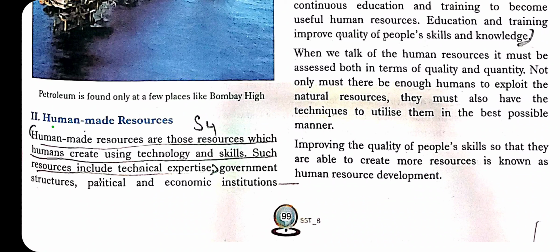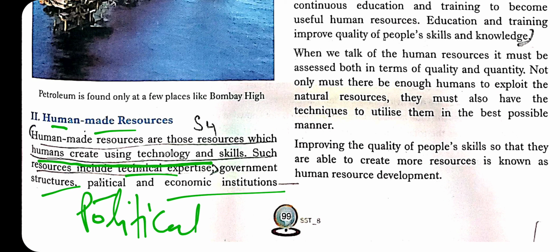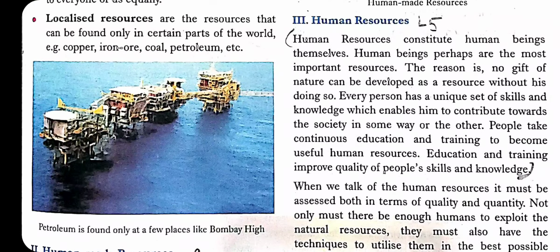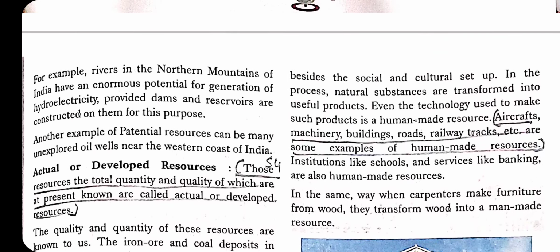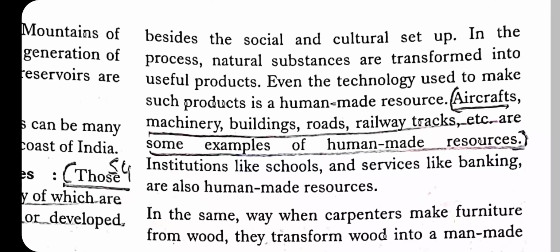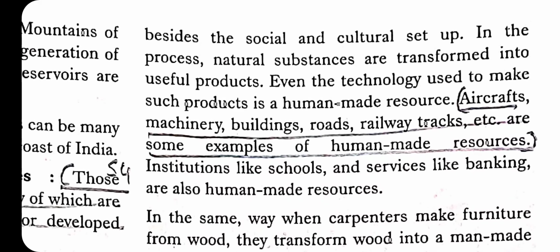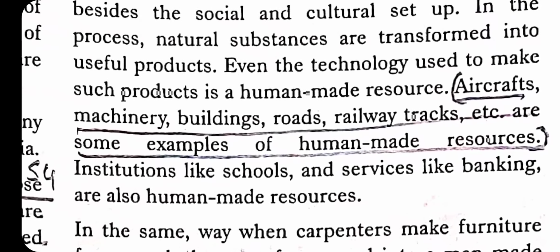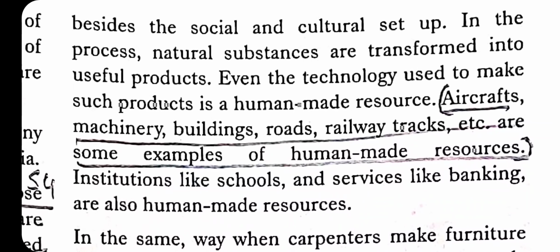As the name suggests, human made resources are those resources which humans create using technology and skill. Such resources include technical expertise, government structure, political and economic structure, besides the social and cultural setup. In the process, natural substances are transformed into a useful product. Even the technology used to make such a product is a human made resource.